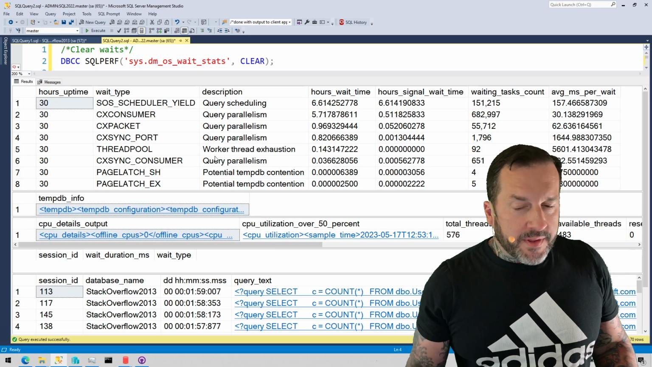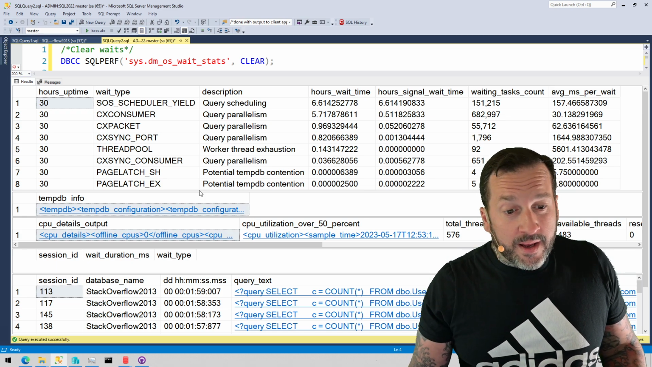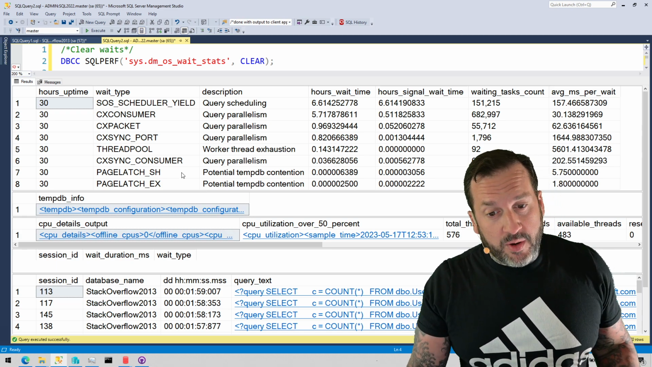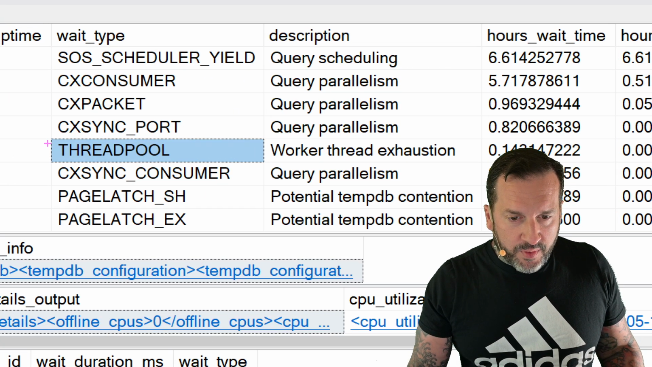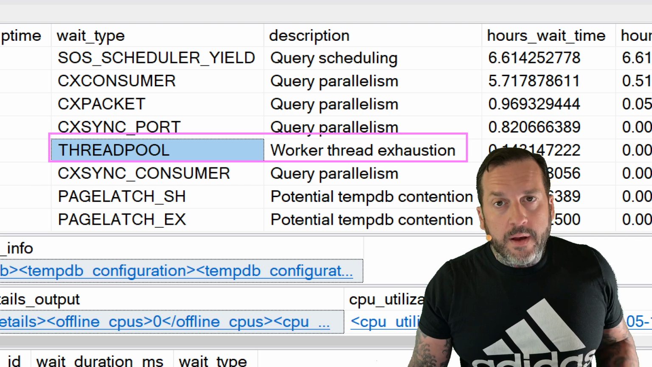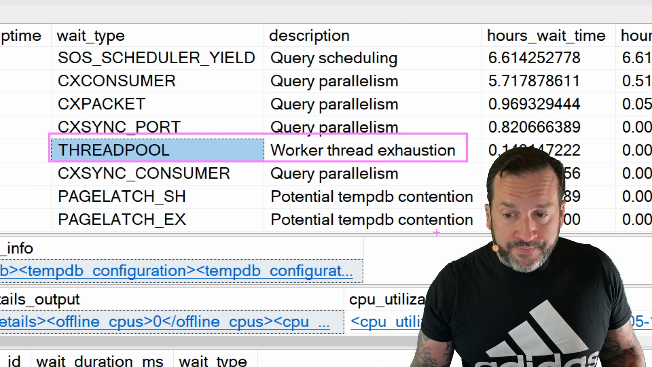Now, remember the 2 things that I told you are going to really creep up when we have CPU pressure on the server. One of them is going to be thread pool, which is cleverly documented for you using sp_PressureDetector as worker thread exhaustion.